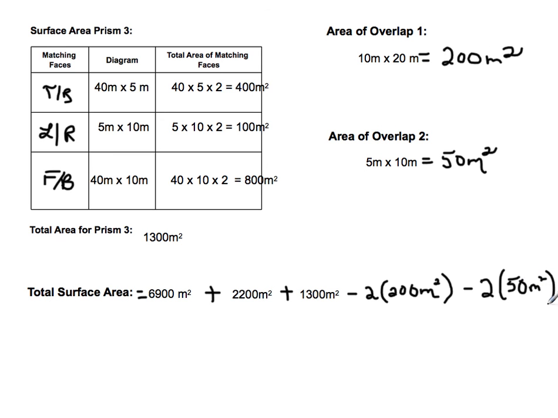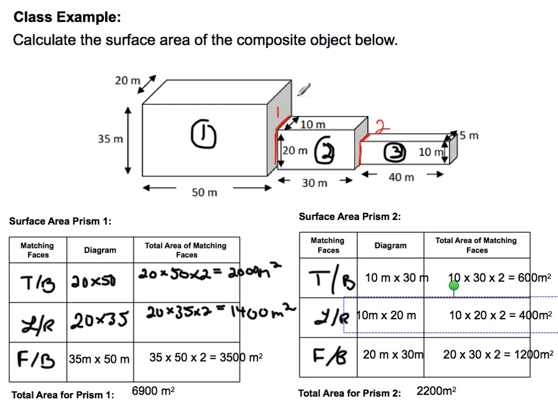Okay, and I'm going to go back to the diagram. I have to take away 2 for overlap 1 because this area appears both on prism 2, and this area will be taken away also for prism 1. This area of overlap here appears on prism 3 and the same area on the right hand side of prism 2. That's why we always have to take away 2 of them.